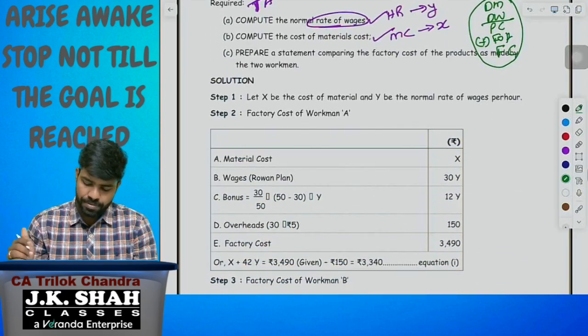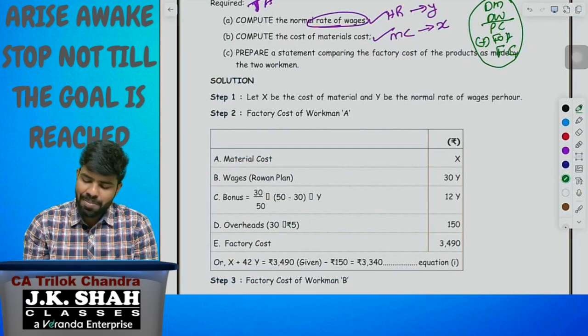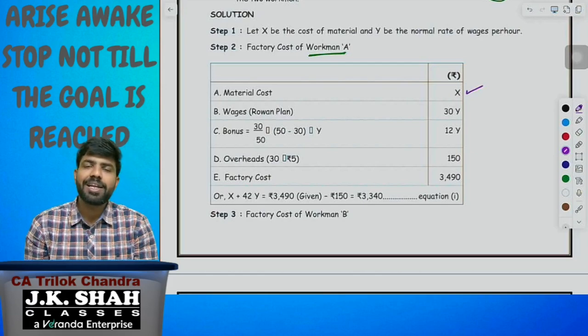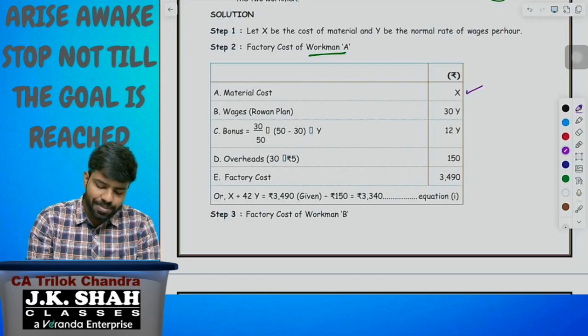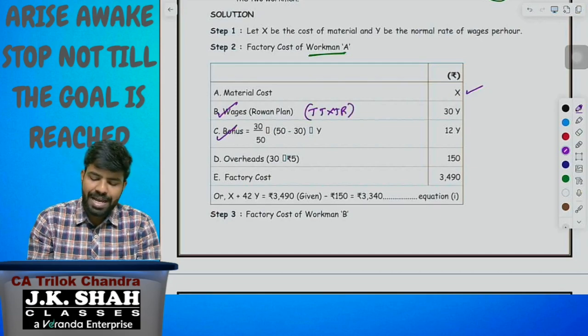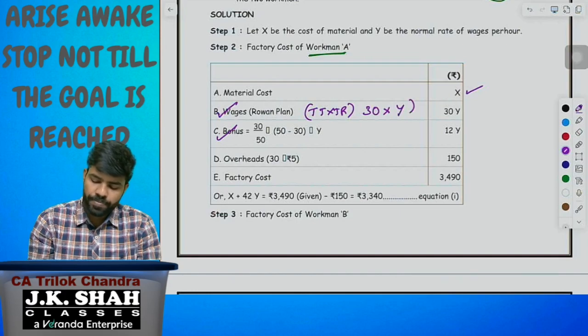Now look at this. Let x be the cost of material and y be the normal rate of wages per hour. Factory cost of workman A: material cost we have taken as x. For wages, he is under the Rowan scheme. Total earnings is basic wages plus bonus. Basic wages is time taken into time rate, so 30 hours into time rate y, which is 30y.